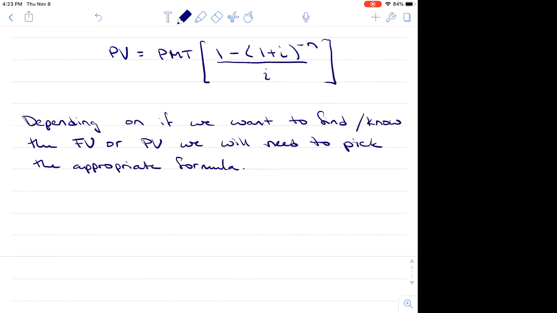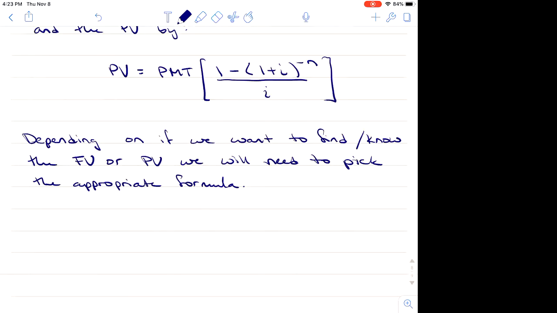Now that we know the store function. Exactly. And the negative exponent, that's 1 over 1 plus i. Yeah, so it's technically 1 minus 1 over 1 plus i to the power of n, and then all over i. What a mess.